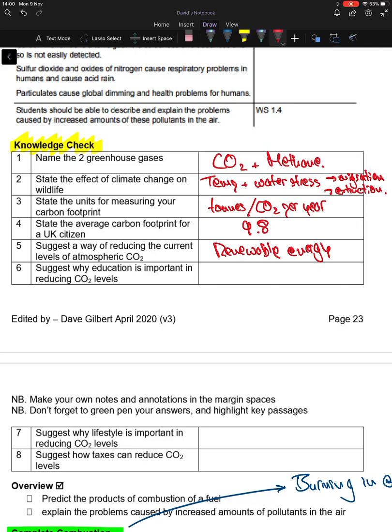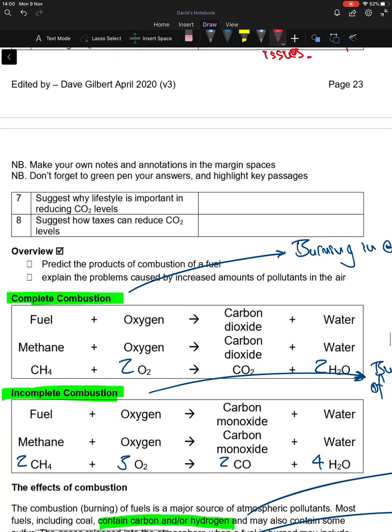Suggest why education is important in reducing CO2 levels, in order to increase awareness of the environmental issues that are associated with it. And then on to the next page. Suggest why lifestyle is important in reducing CO2 levels, and the reason is everyone contributes CO2, so therefore everyone can have an impact and make a change.